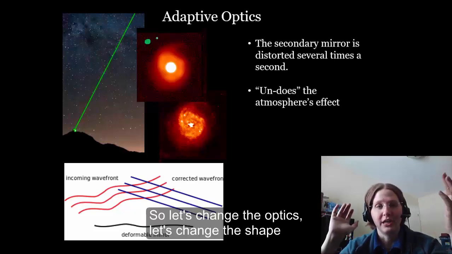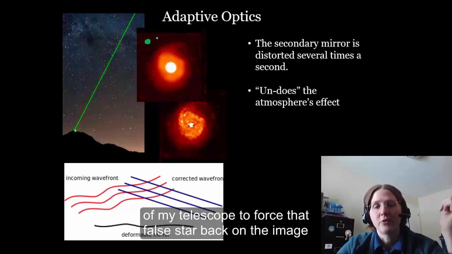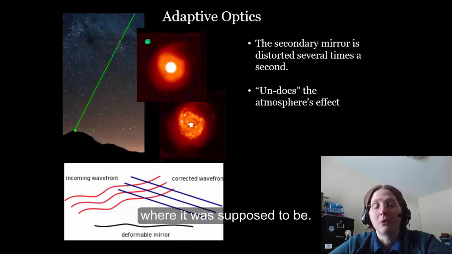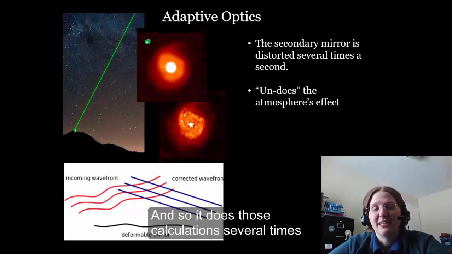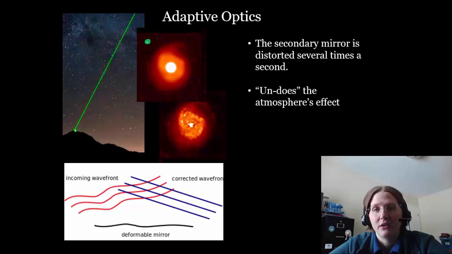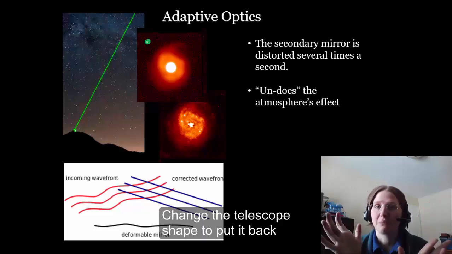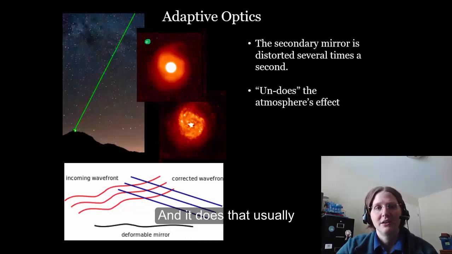So let's change the optics. Let's change the shape of my telescope to force that false star back onto the image where it was supposed to be. And so it does those calculations several times a second. Where is the false star? Where should it have been? Change the telescope shape to put it back where it should be. Several times a second. Right?